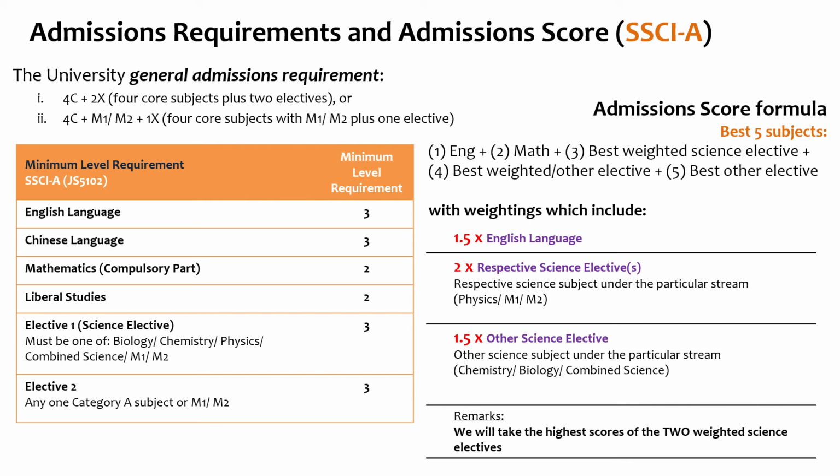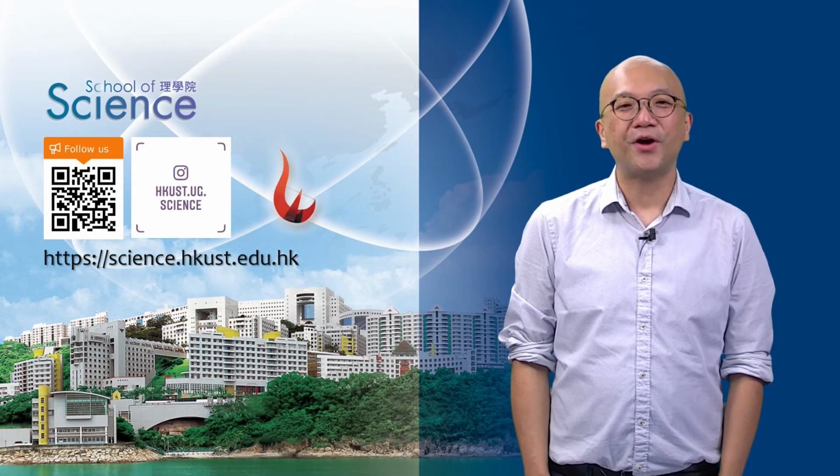For JUPAS students, the minimum requirement for Science A is 332233. We use our weighted best 5 formula. We give extra weighting to your English and also weightings to at most 2 science electives. Since DASC expects students with more training in math and physics, we put an extra weighting of 2 to the DSC subjects, including physics, M1 and M2. If you have other science subjects such as chemistry, biology, or combined science, we will still give them a weighting of 1.5.